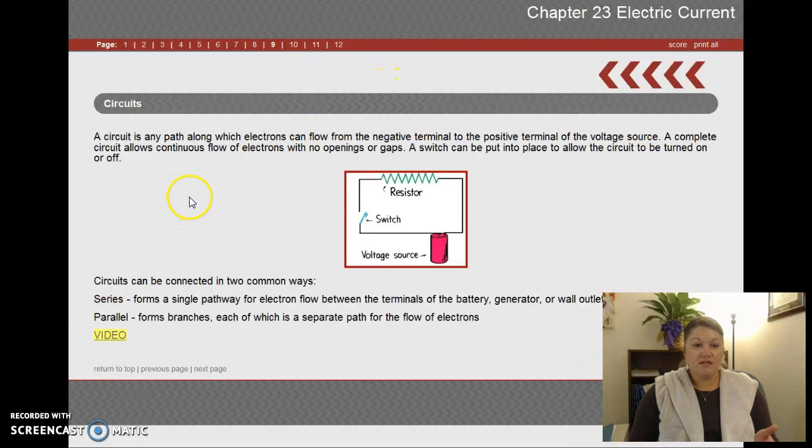Circuits, right? We've talked a lot about circuits. You've even got a PDF on Moodle to tell you all about circuits, right? There's two different kinds, series and parallel. And we will talk about those in detail in just a second. All right, but as long as you have a complete circuit, no gaps, no openings, you're going to have current flow.